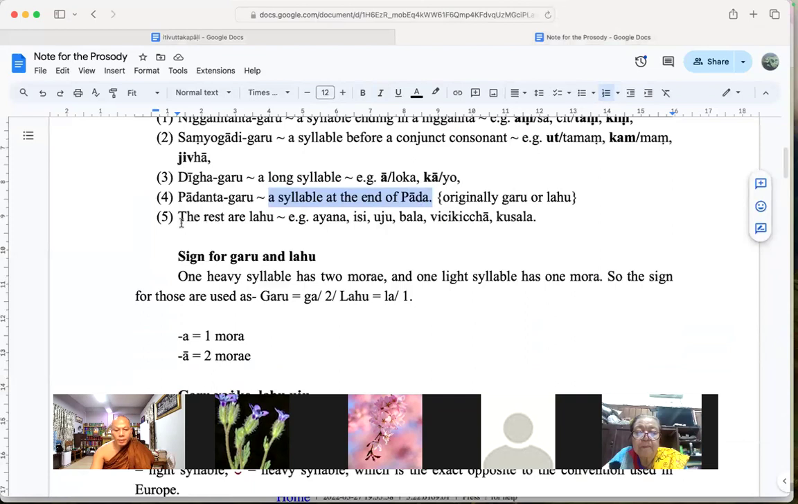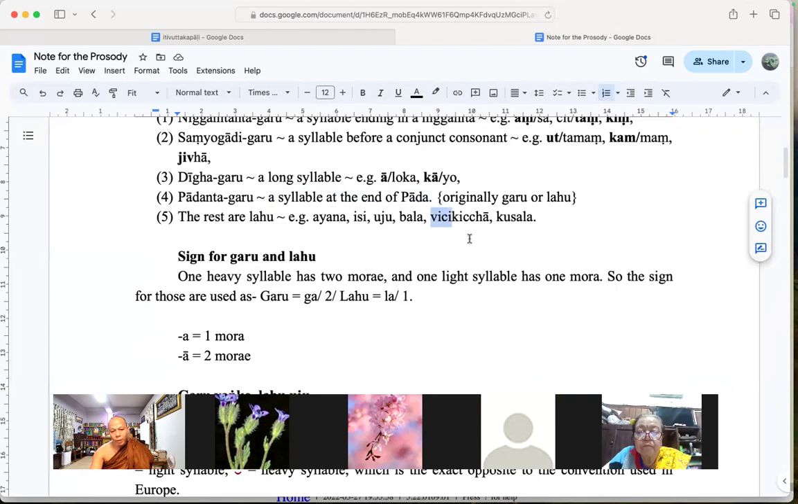And then, so the rest are lahu. For example, here, a also lahu, and ya also lahu, na also lahu, ayana. And the EC, E also lahu, C also lahu, uju, U also lahu, ju also lahu, and the bala, ba also lahu, la also lahu, and the we, ji, ke, cha. So we also lahu, ji also lahu.